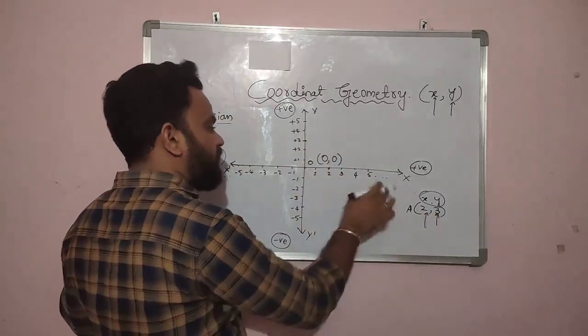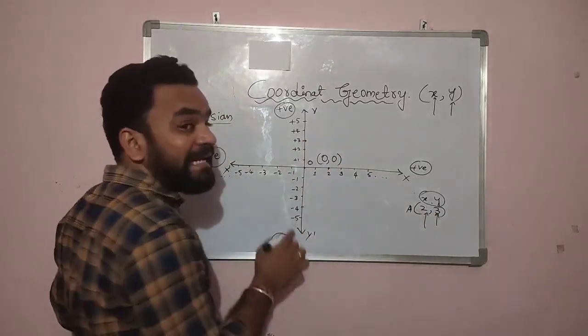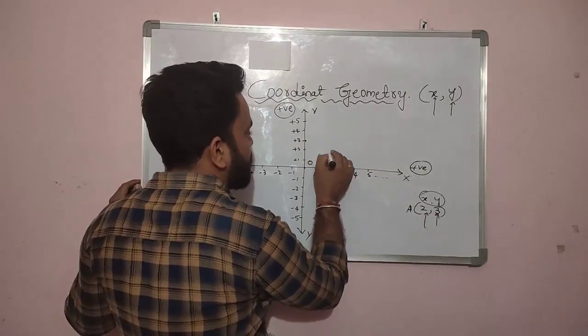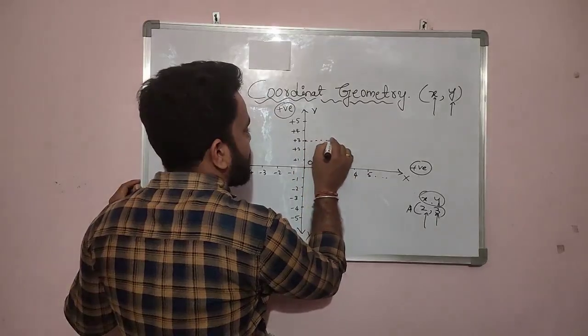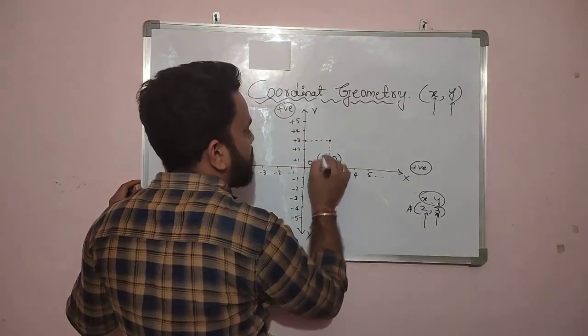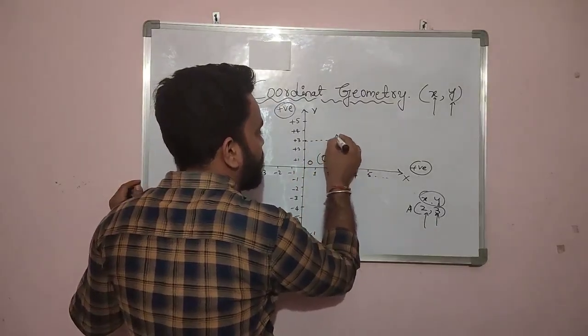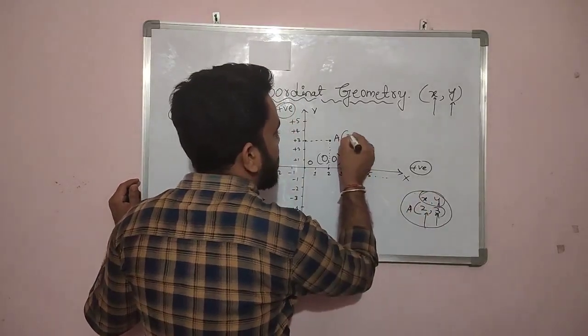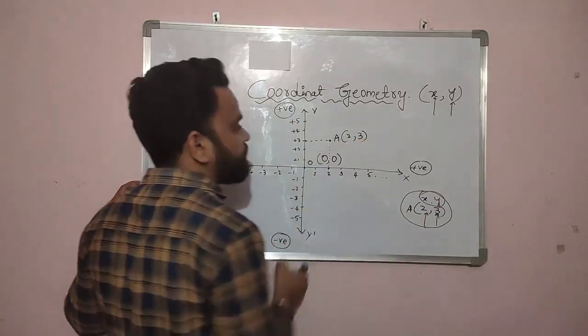These are the coordinates where both of these will intersect. That will be the point. Means if we draw this 2 line and this 3 line, both of them will intersect at this point. This is the point where we were locating, A of 2 comma 3. This will be A of 2 comma 3.